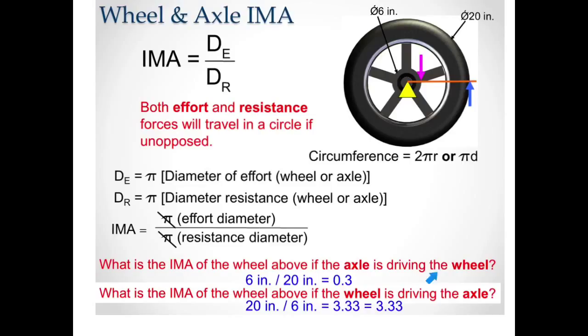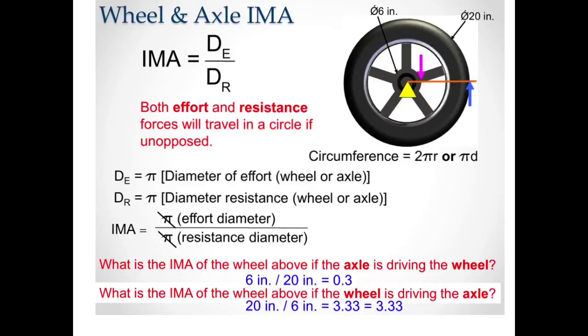When I'm looking at the 3.3 here, this tells me that it takes 3.3 times around for the wheel for the axle to go the same distance as the circumference of this wheel. And then if you look at this 0.3, then we know that for the wheel to go the same distance as the axle, it only takes 0.3.